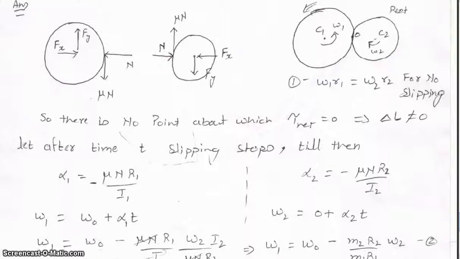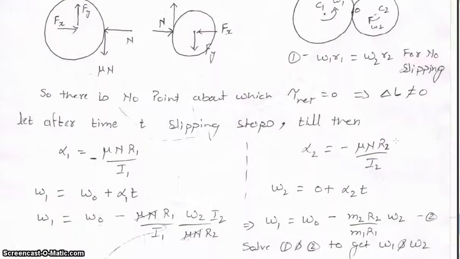Till the moment they slip, the friction will act as μN, and we can apply these equations. Their angular accelerations will be constant, which can be given by these equations, torque divided by the moment of inertia. After time t, let's assume that slipping ceases. So the angular velocity of disk 1 will be this and of disk 2 will be this. As the slipping ceases, ω1 r1 must be equal to ω2 r2, and we get the values of ω1 and ω2 from these equations.